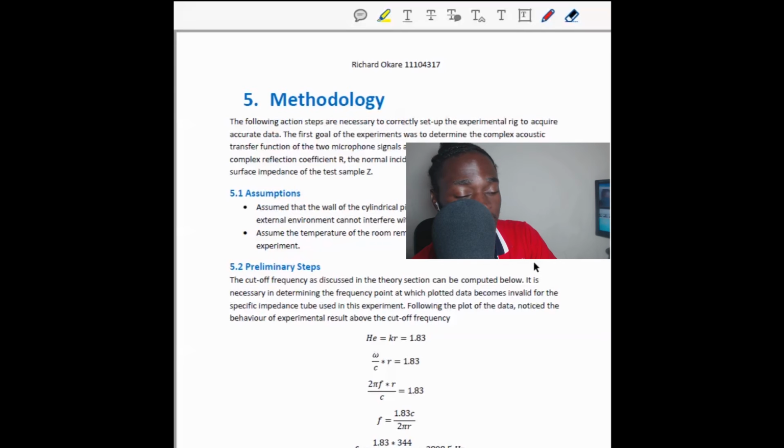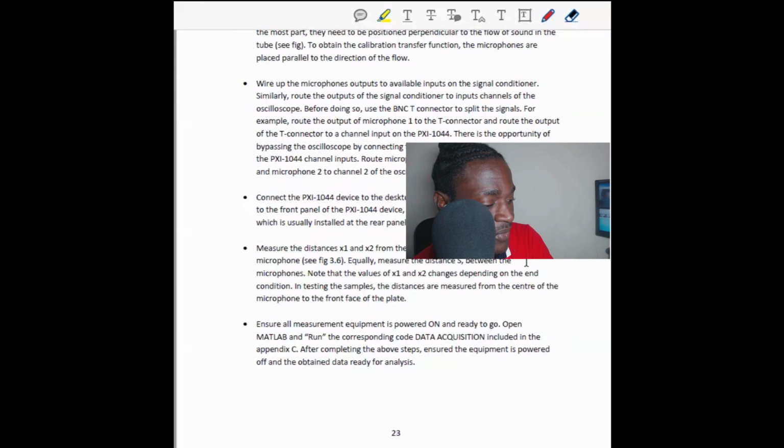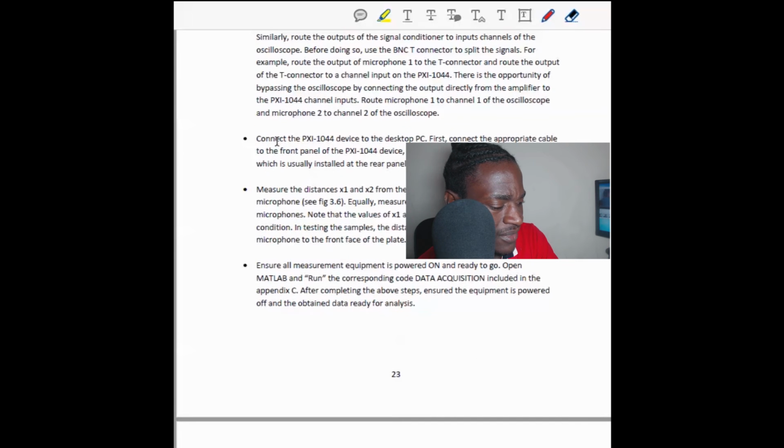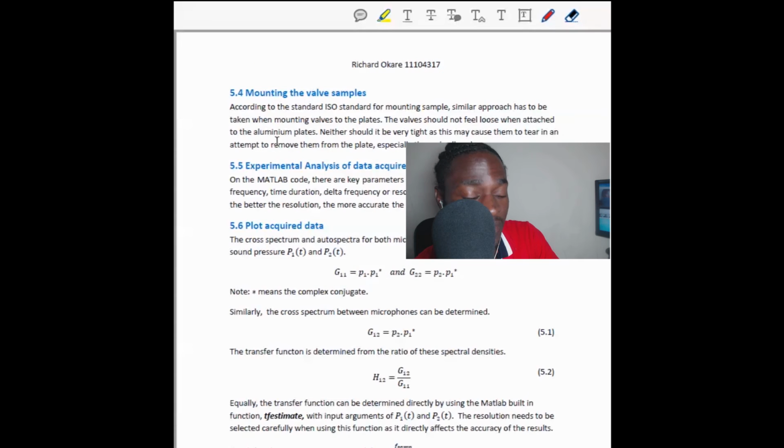Then we go into the methodology. The methodology is essentially how did you go about carrying out this process so that someone else can recreate the process. Again, for me, I have about 10 points or 10 steps that you could carry out and follow through to recreate the process exactly where I left off.